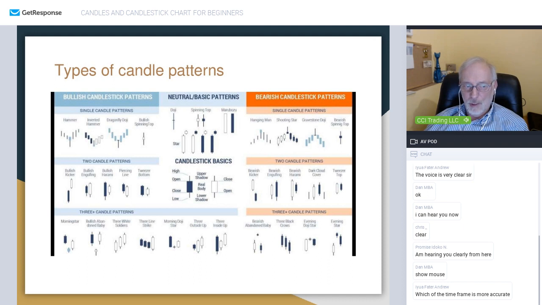Of course, we must remember there's something more than just recognizing those things. We also need to know that not every candle of this shape is a pin bar, because it depends on what place it is on the chart.